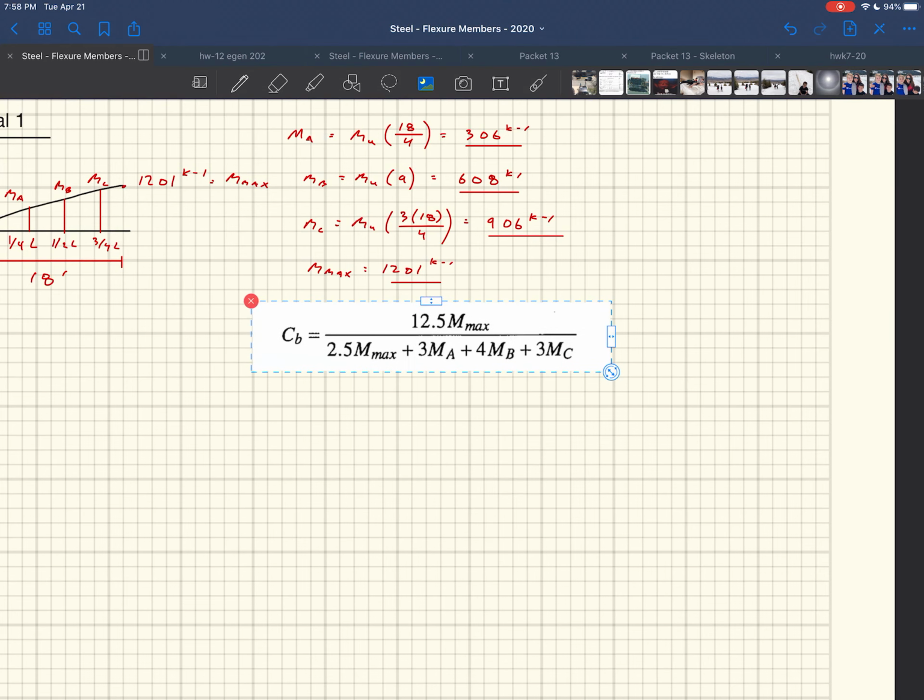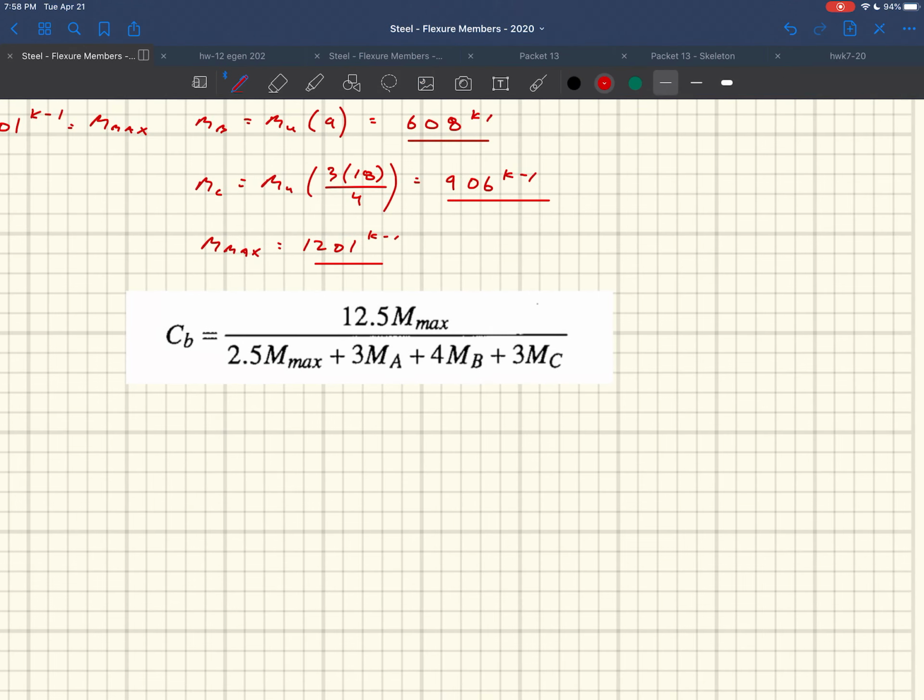That's how I calculate CB. In this particular case, it has probably more work to just write the equation, but at least you know it's right this way, and you can read my writing. Right? If you plug in all the values above into this equation, you get CB is equal to 1.67. Okay.